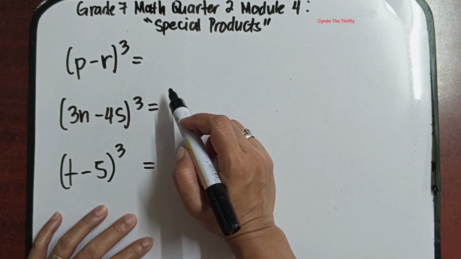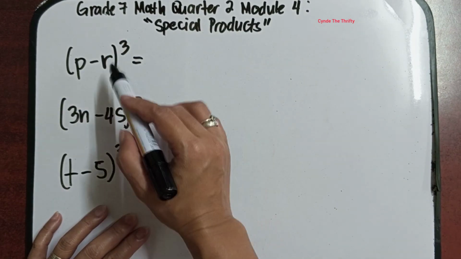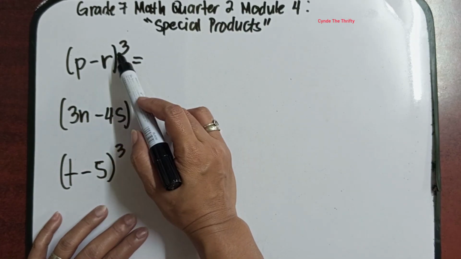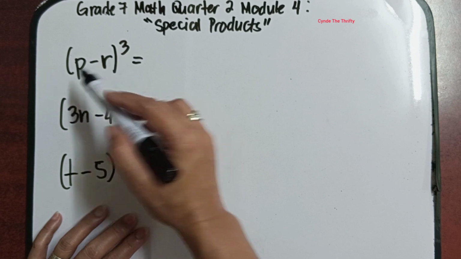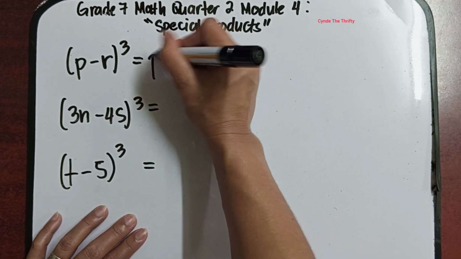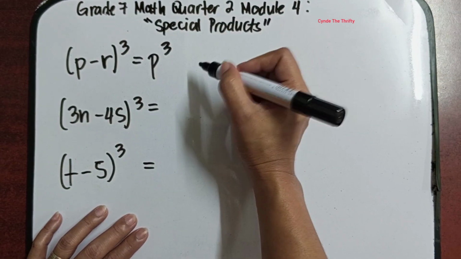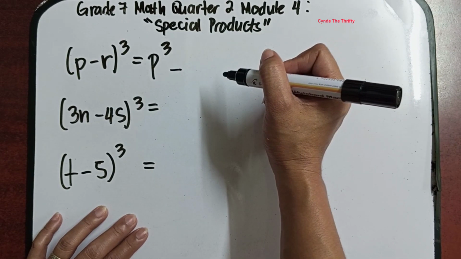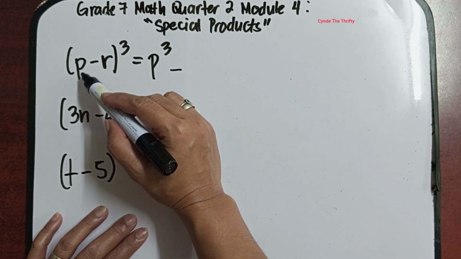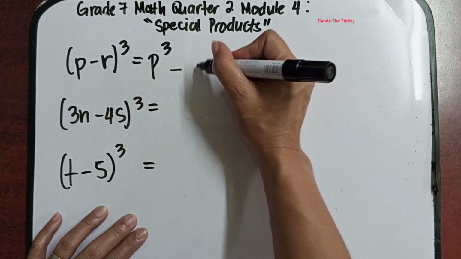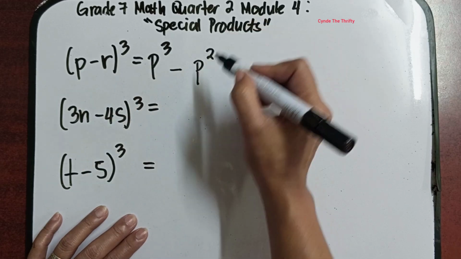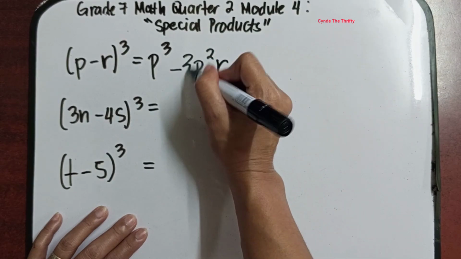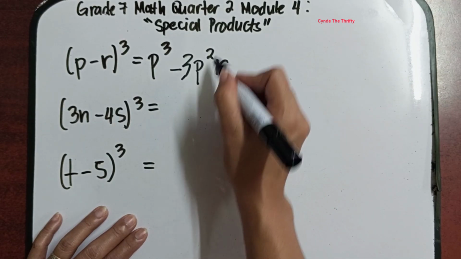Okay, so ngayon intindihin natin siya sa pamamagitan ng ating example. So, meron tayo ditong (p minus r) cube. Okay, ang first step natin, i-cube natin ang ating first term. So, that is p cube. Subtract the square of the first term times the second term times 3. Okay, so ang first term natin, i-square natin siya. So, p squared times the second term na r and then times 3. So, minus 3p squared r.